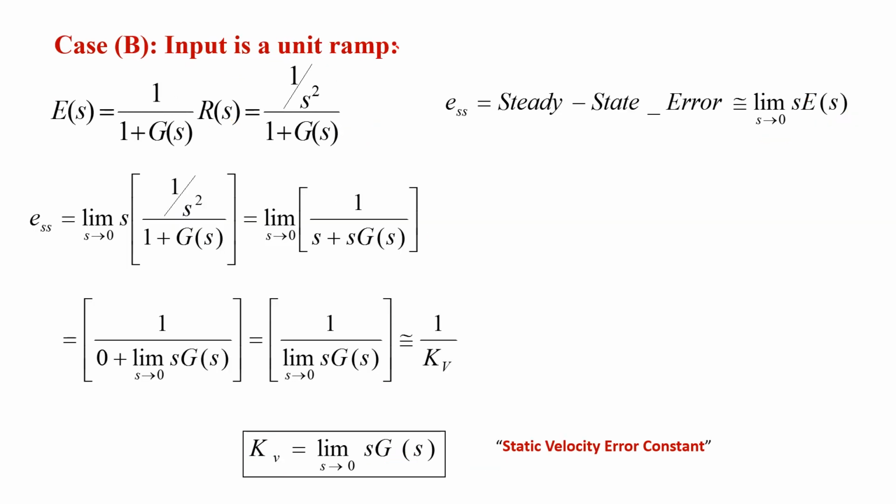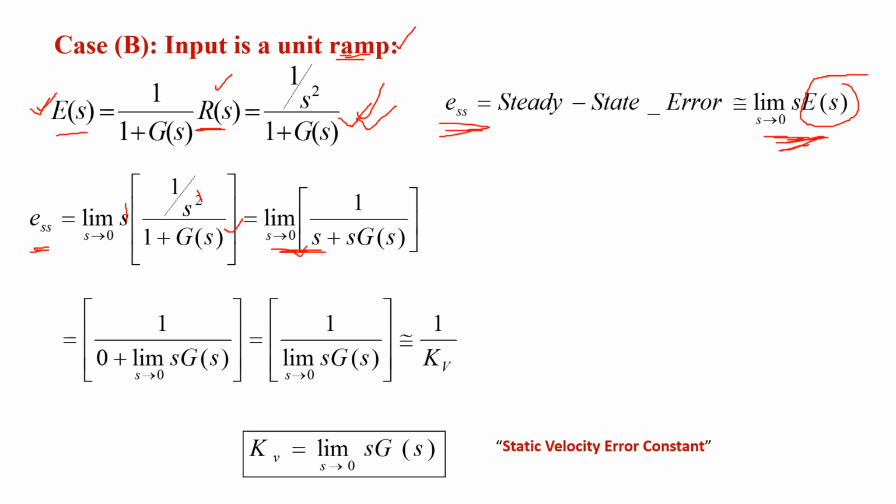Similarly, go for the second case, that is the input is a unit ramp. First go for E of s. E of s is equal to R of s by 1 plus G of s. Here R of s is the Laplace transform of the input. Here the input is a ramp, so the Laplace transform of ramp is 1 by s square. So E of s is given as this one. Then by using the final value theorem, the steady state error is limit s tends to 0 of s into E of s. Now in place of E of s, substitute this value. The s and s square get cancelled, and we get this one.